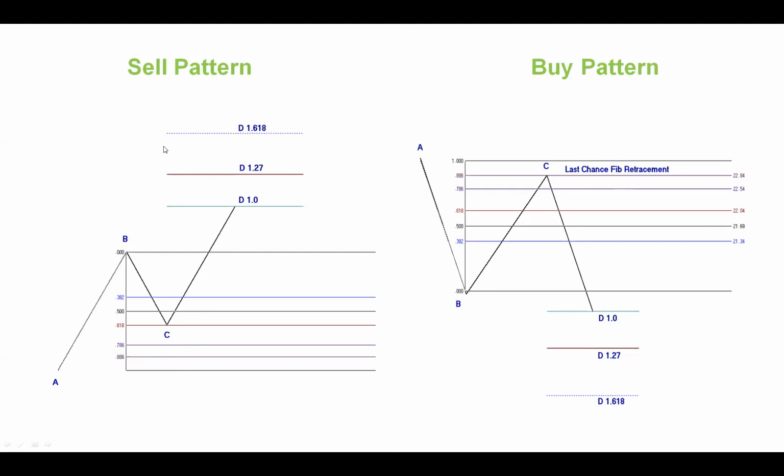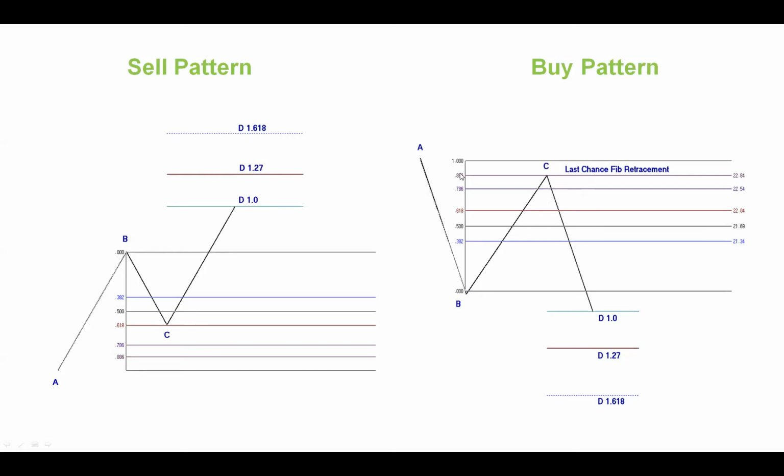So here you can see on the left side, it's an example, a line drawing example of an ABCD sell pattern that possibly would retrace to a 0.618 and then continue up to complete at either the D 1.0, D 127, or D 1618. And same thing on the buy pattern on the right. So there's our lightning bolt shapes on both of those patterns.